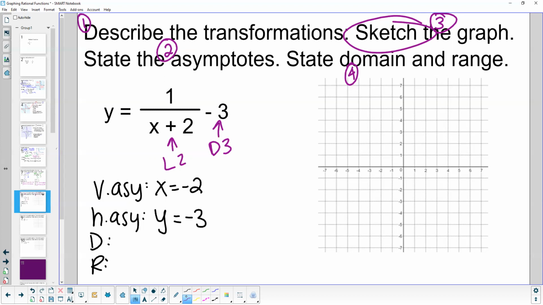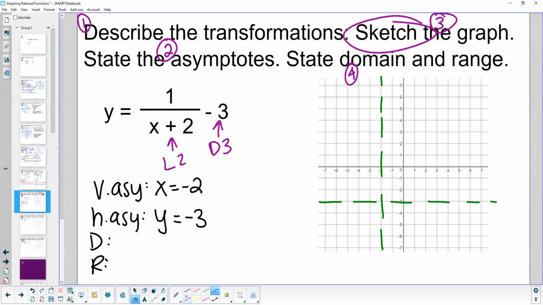Now, how does that impact our graph here? So on my graph, when I go to graph it, I have this line at x equals -2. I have this asymptote at y equals -3. Now, did my function get reflected? The answer is no. So because it doesn't get reflected, we know it's going to be in quadrants 1 and 3. And this is a sketch.